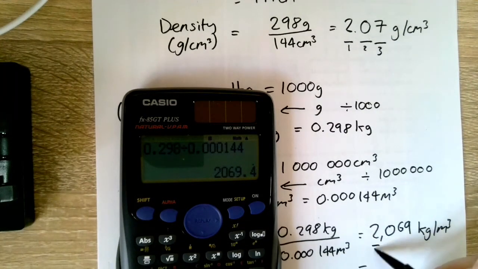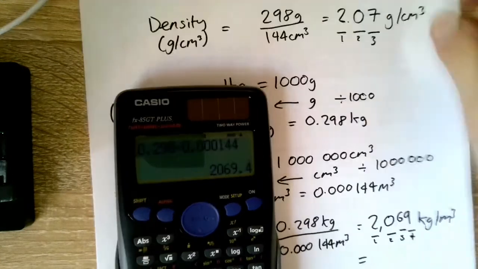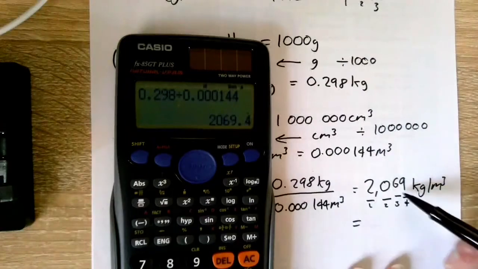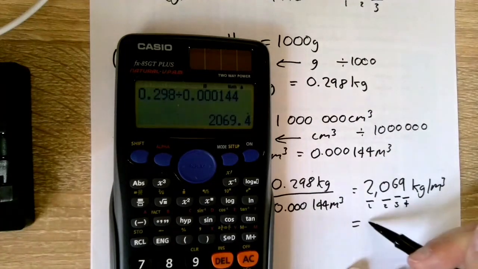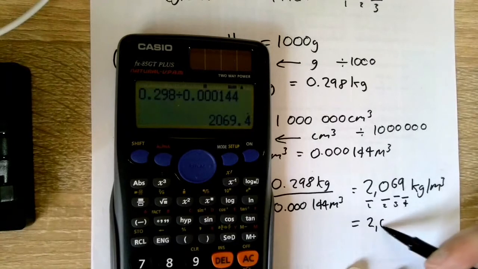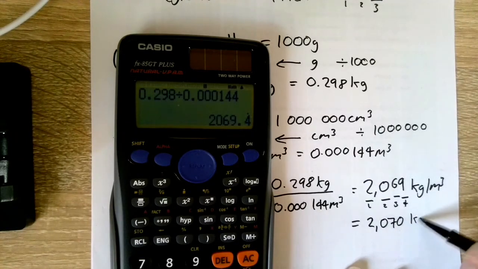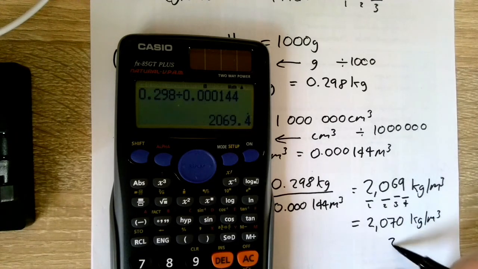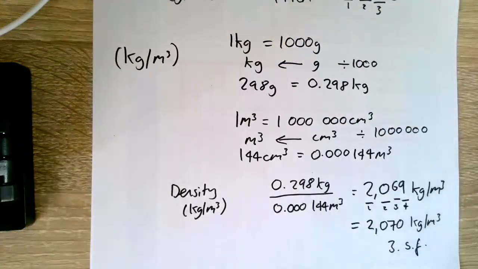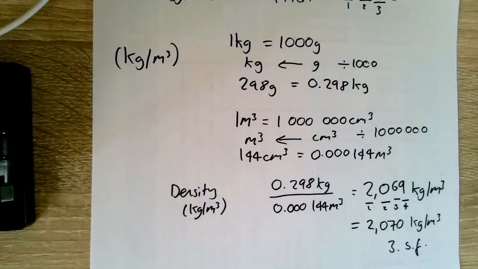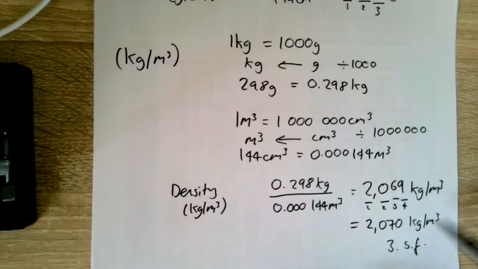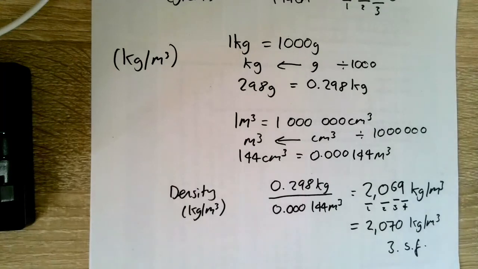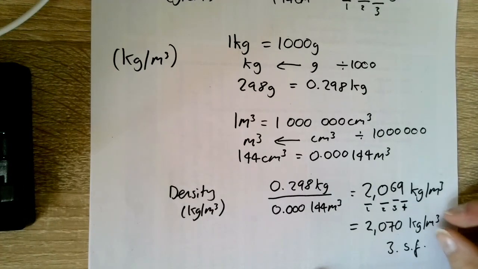At the moment we've got 4 significant figures, so we need to round up that last one: 2,070 kilograms per metre cubed to 3 significant figures. This would be the value that if you looked up the density of iron, you would get, and so it's more comparable to the information that you could find online.